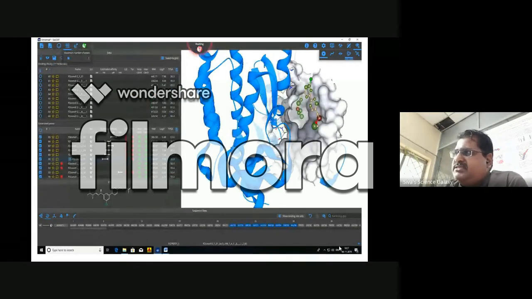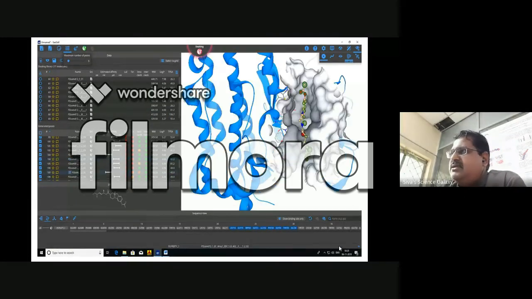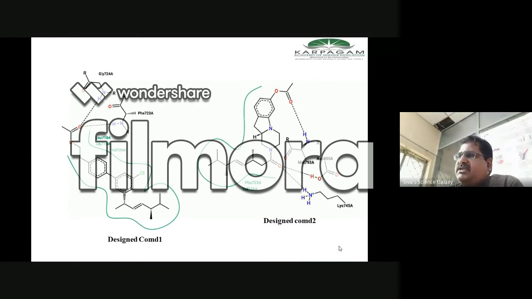Then I do the screening for the newly generated molecules, right? And these are the generated molecules. So these are the designed compounds, designed compound 1 and designed compound 2. This shows much better interaction than the parent compounds. So what is the message over here? You can do the molecular docking, and based on the molecular docking interactions, we can also design compounds to improve the affinity. I hope.